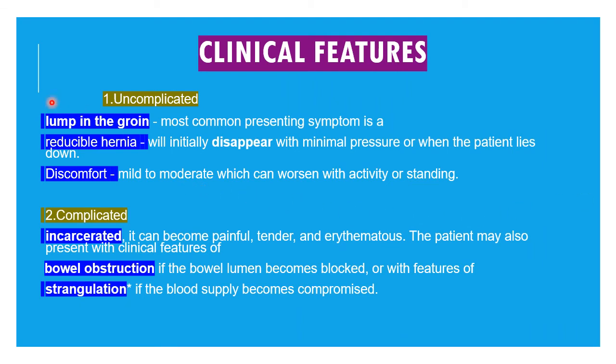Next, we come to the clinical features of inguinal hernia. There are two categories in this group. One is the uncomplicated cases, uncomplicated hernia, where the most common presenting complaint is a lump in the groin. The features of this lump in the groin: it is reducible, usually in the early stages.